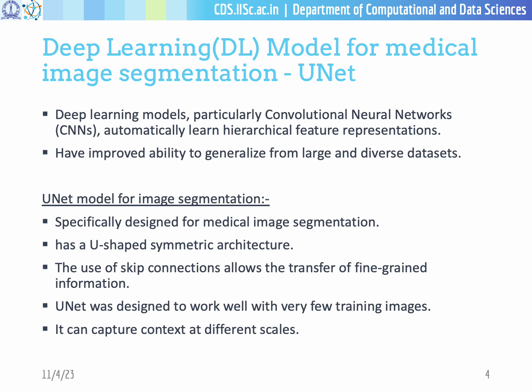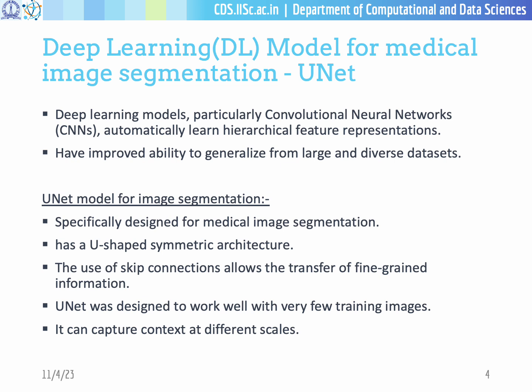So UNet is one of the models that have been used for medical image segmentation. It has a U-shaped symmetric structure, which I will explain in the next slide. And also UNet has something called skip connections. What these skip connections allow is a transfer of very fine information from one path to another, so the model learns this information and can produce better results.